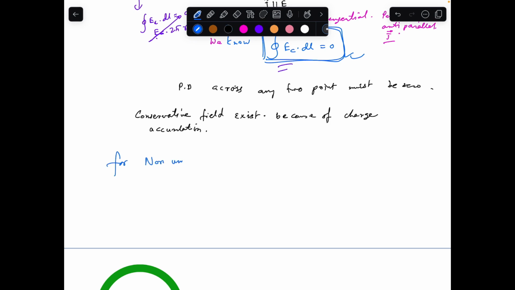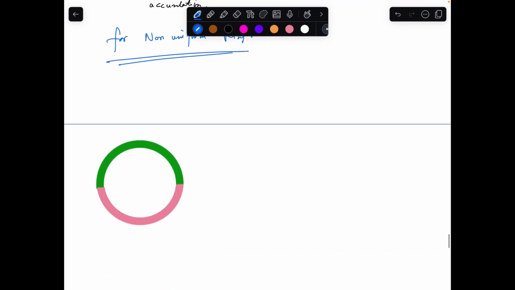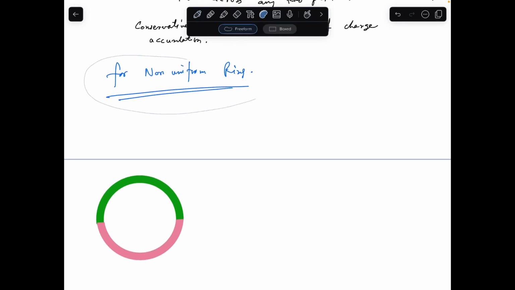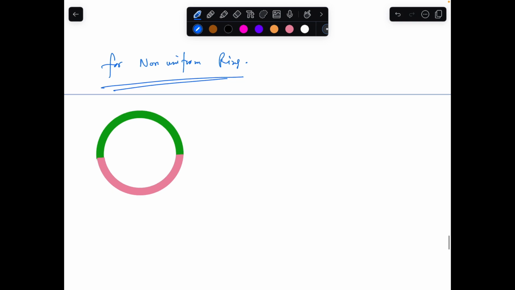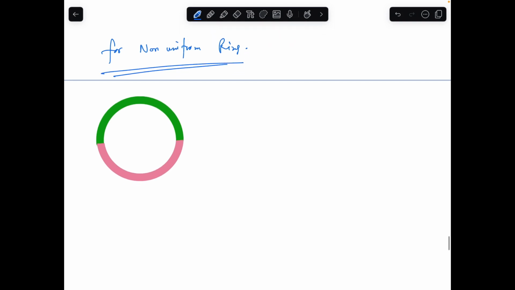What happens for a non-uniform ring? So I have considered here, you can see, a non-uniform ring. For this non-uniform ring, there can be a conservative field. Okay, let us try to understand.